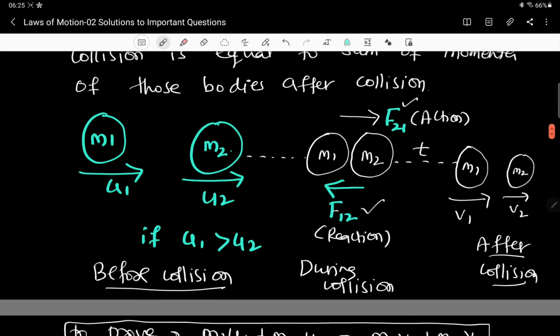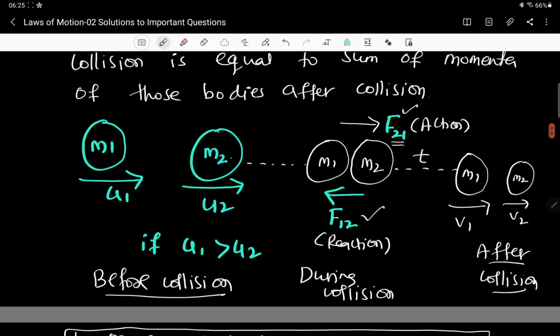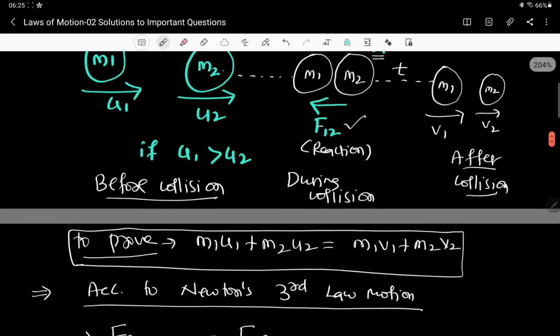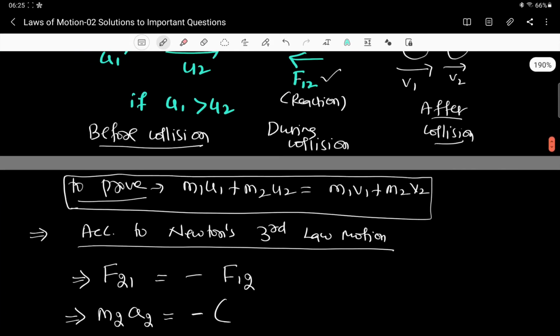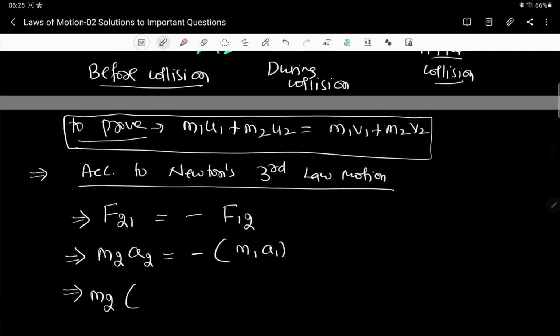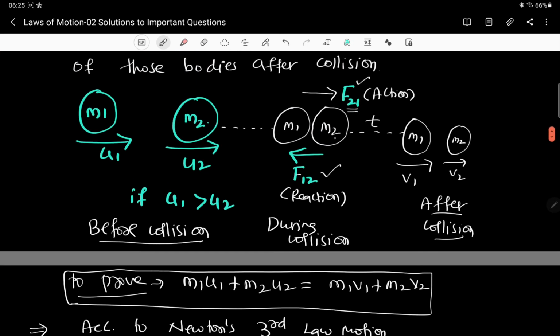Now what is the value of this F21? F21 means it is a force on the second body, right? Force means mass into acceleration. So what is the mass of the second body? The mass of the second body is m2. What is the acceleration of the second body? That is equal to minus, and in bracket I'll write F12, the force on the first body. Force on the first body means mass of the first body and acceleration of the first body, correct? Then m2 into a2, the acceleration of the second body.